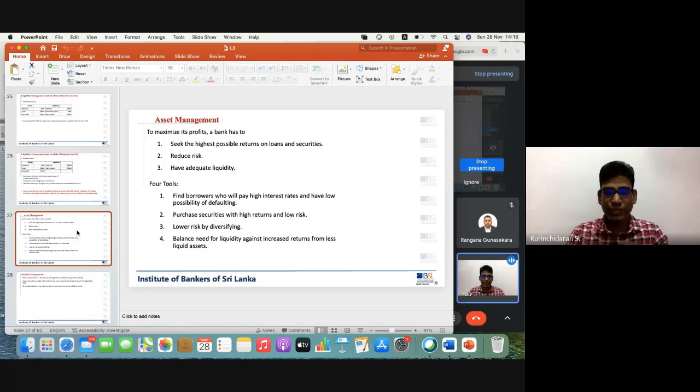So you can use 4 tools in the ALCO, right? The major ones are to find borrowers who will pay a high interest rate and have a low possibility of defaulting. You have to go for that kind of customers, or you have to maintain a trade-off between a high interest rate and a low possibility of defaulting, low risk. So you have to strike a balance.